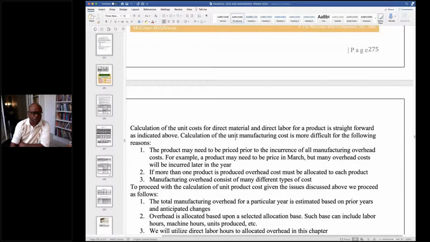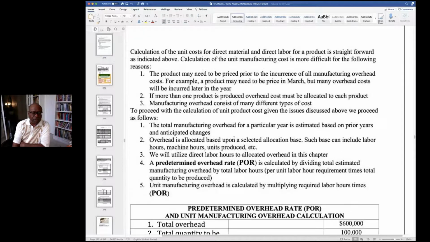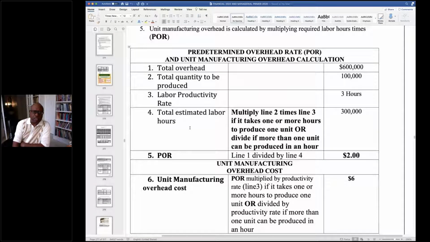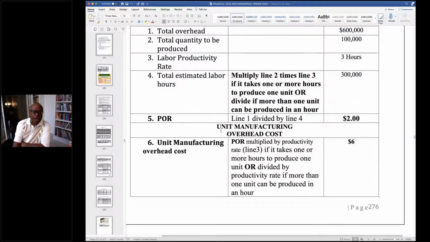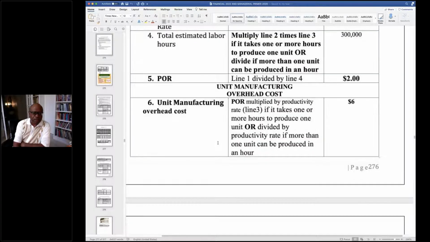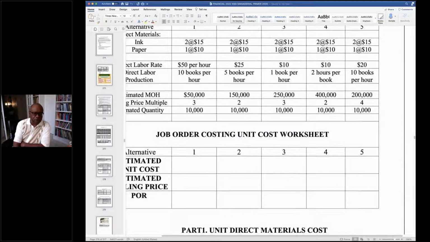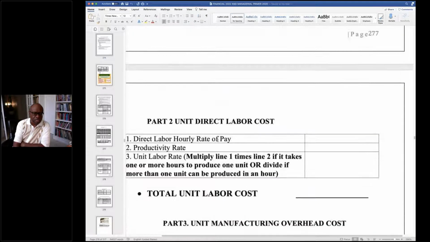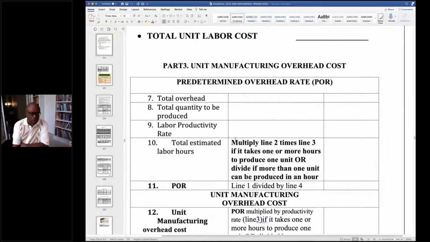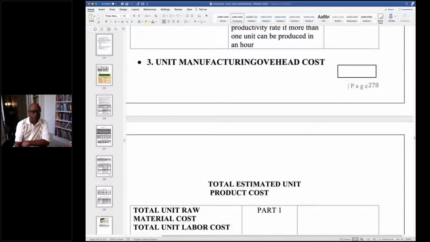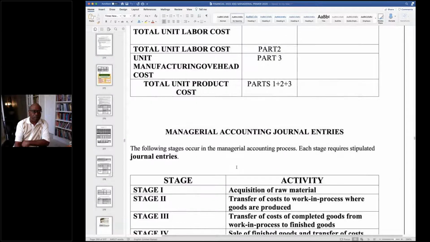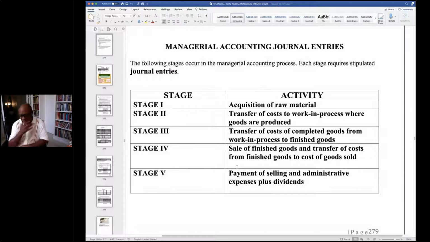Any questions so far? Then I gave you this template, how to get a POR, how to get unit manufacturing costs. And we worked on these problems. You worked on 2 homework ones because I didn't want you to have to start the problem wrong. Any questions to this point?